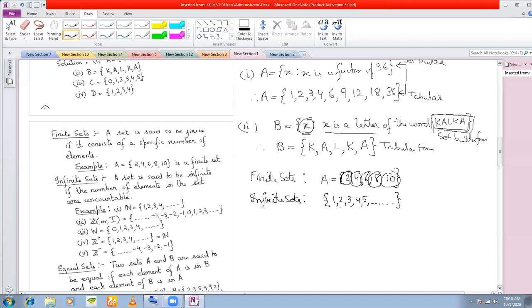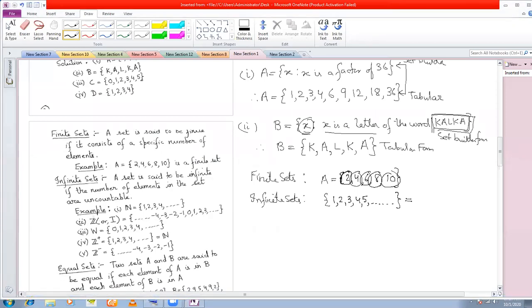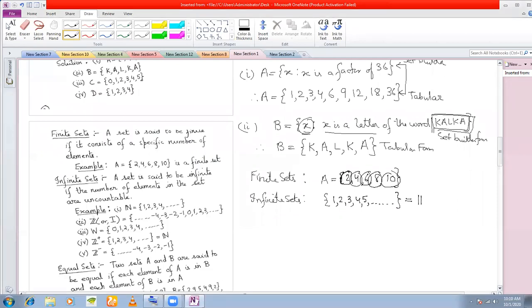For example, here, now this is a very important set also, 1 2 3 4 5 and so on. This set is an infinite set and is called the set of natural numbers, and it is written in this manner. Okay, an N with a double line. So this symbol means that N is a standard set.